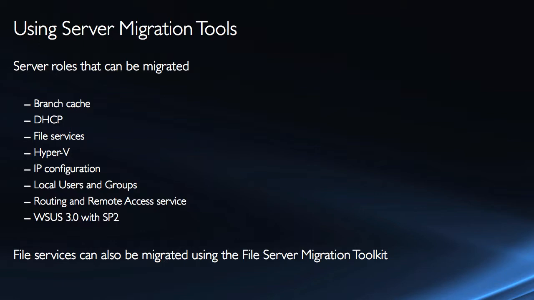There's also a File Server Migration Toolkit that can be used to migrate the file services. A lot of what's going on here is behind the scenes, and the PowerShell commands and things will help us in the migration process. But I think a lot of this is easier when we actually see it. So we're going to take a look at the process first of installing the server migration tools, and then we'll get into specifically deploying and migrating file and print services.